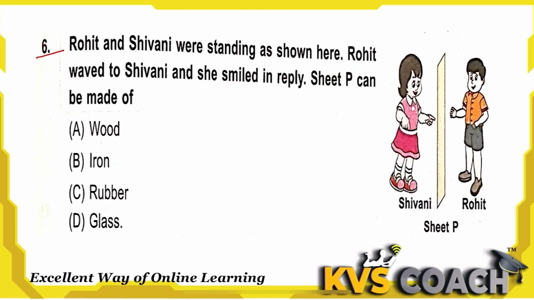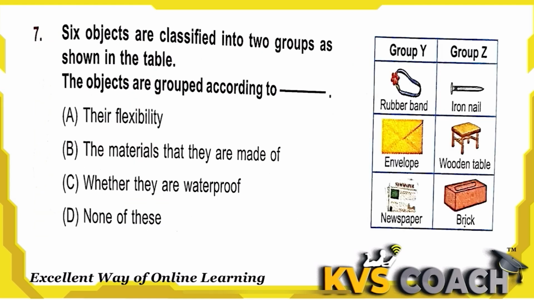Next is, Rohit and Shivani were standing as shown here. Rohit waved to Shivani and she smiled in reply. Sheet P can be made up of... look, this is sheet P and they are seeing each other through this sheet. It means this is a transparent sheet. Wood is not transparent, iron is not transparent, and rubber is not transparent, but glass is transparent. It means the sheet is made up of glass.